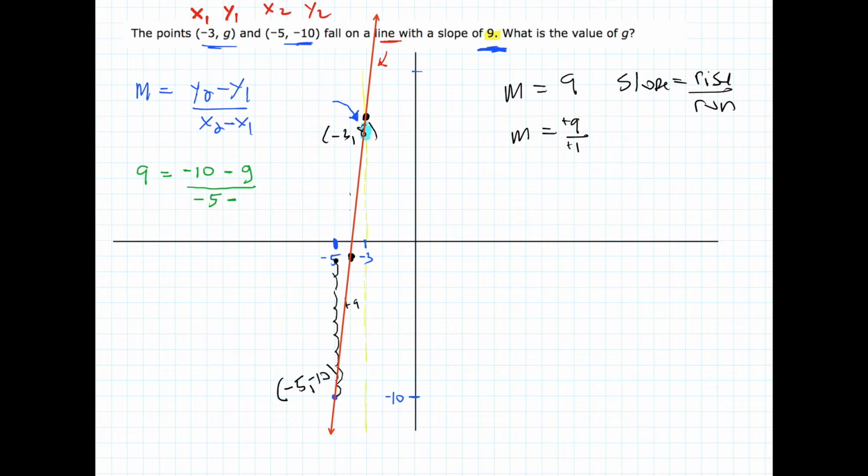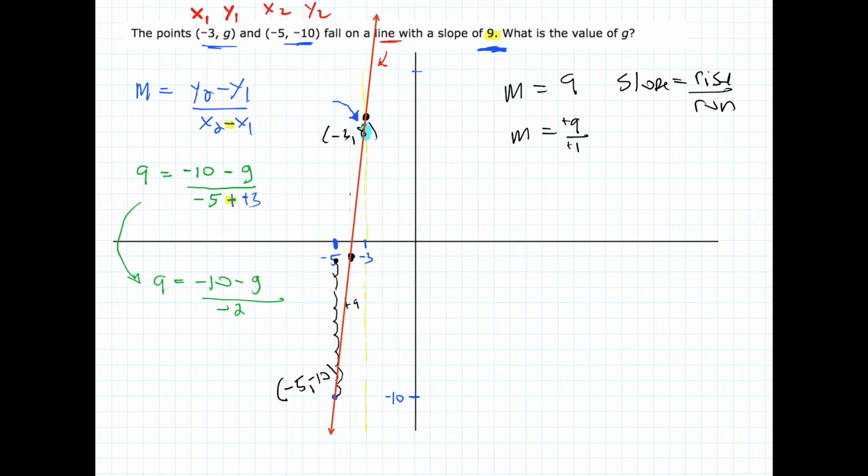minus, watch out for this, the formula says x2 minus x1, right? So that's the minus from the formula, but the x1 is -3. So there it is right there. So it's actually minus minus 3. And then 2 minuses together make a positive. So down here, we can clean this up a little bit. We can go, all right, well, 9 equals -10 minus g over -5 plus 3, which is negative 2.